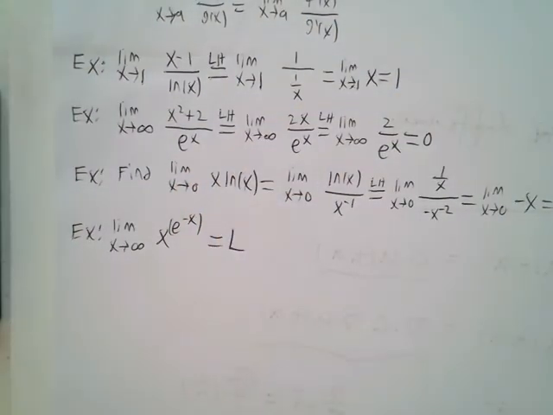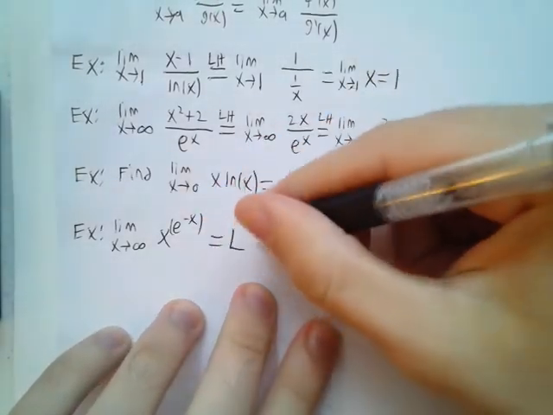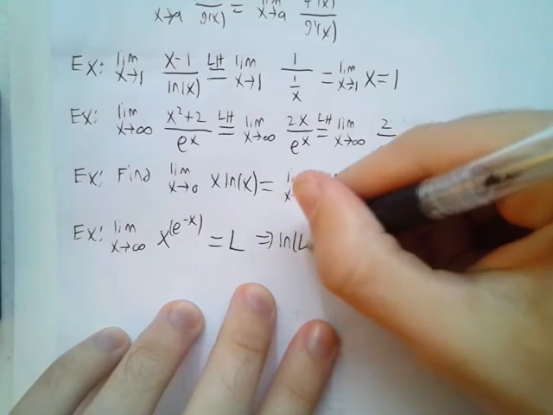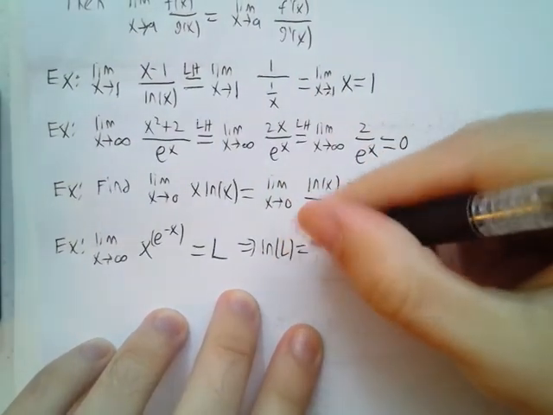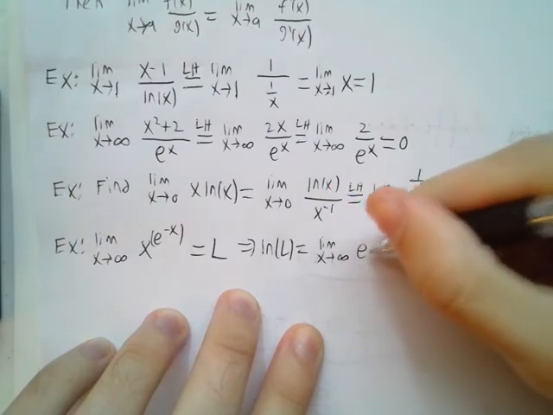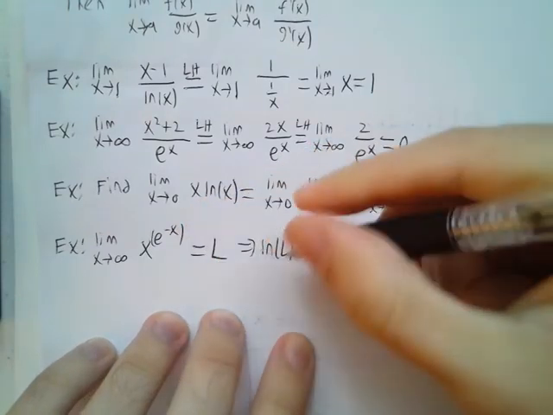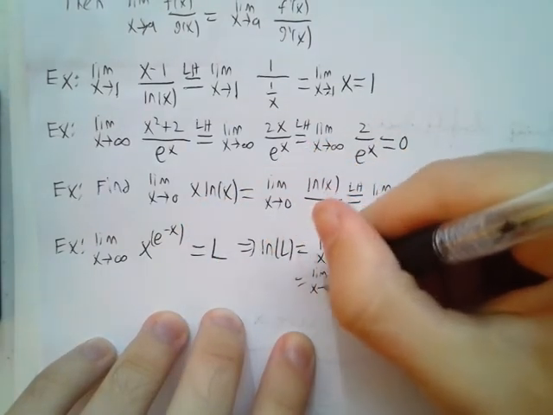So the trick we can do is write that this is equal to L. Now we can take the log of both sides and get that log of L is going to be equal to the limit as x goes to infinity, e to the negative x log of x. Or if we rewrite this, it's the limit as x goes to infinity of log of x over e to the x.